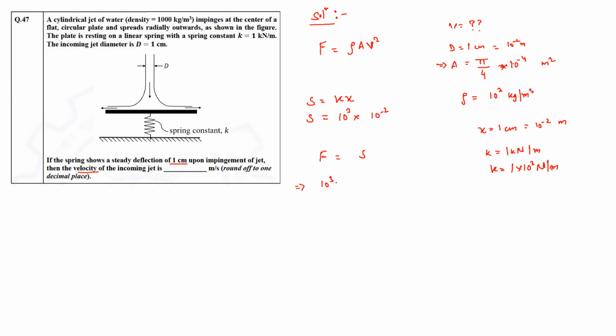So rho is 10 to the power 3, area is pi by 4 into 10 to the power minus 4, into v square, that is equal to the spring force, which is 10 to the power 3 into 10 to the power minus 2. So let's please solve this and tell me what the velocity is. 11.3 meter per second. 11.3 meters, is it? Yeah.